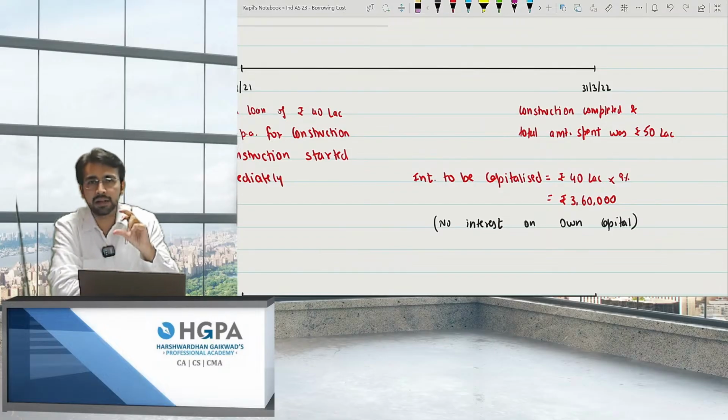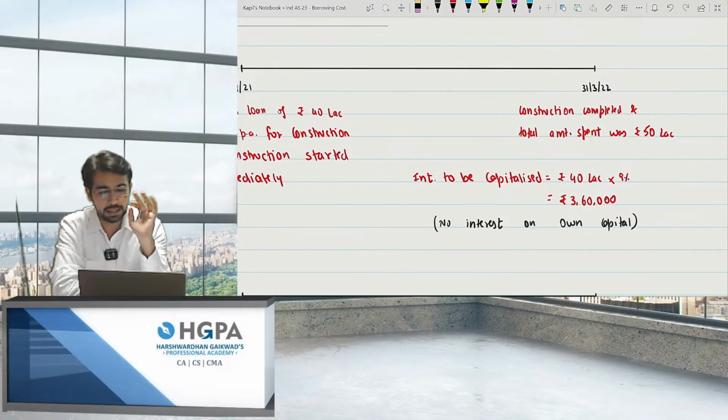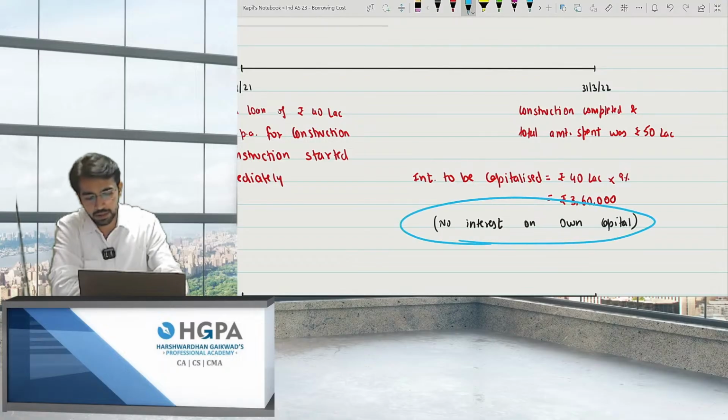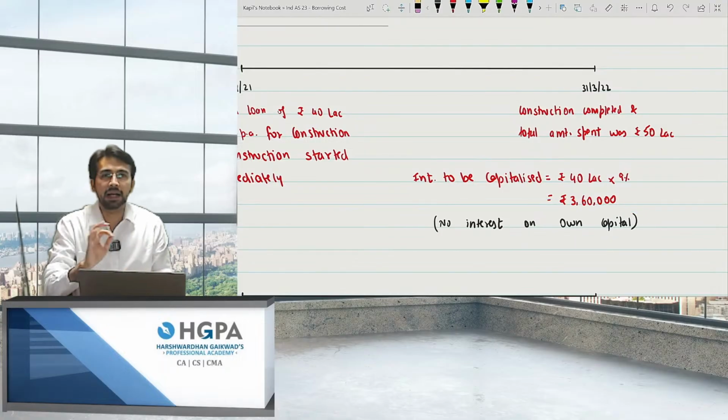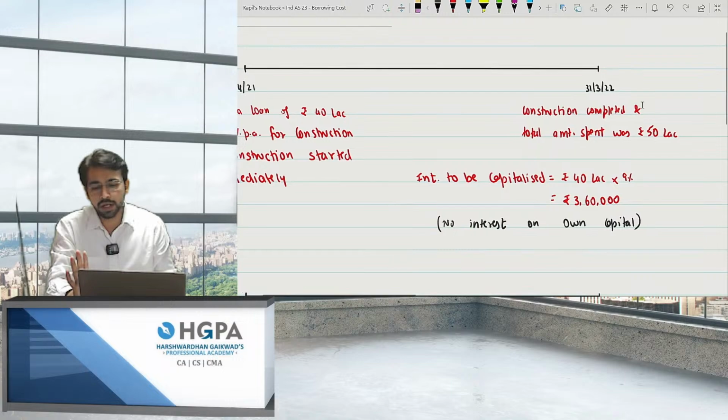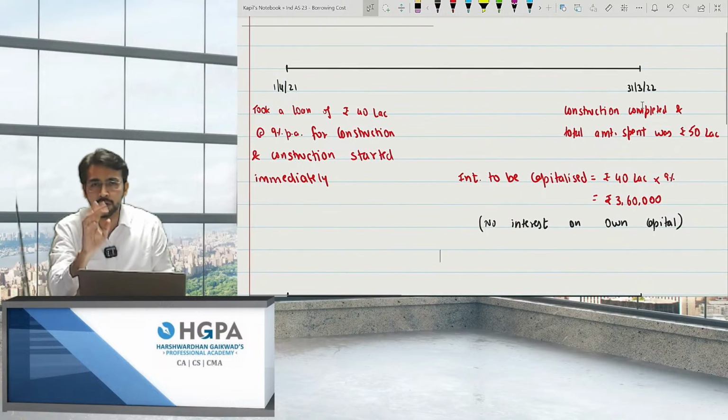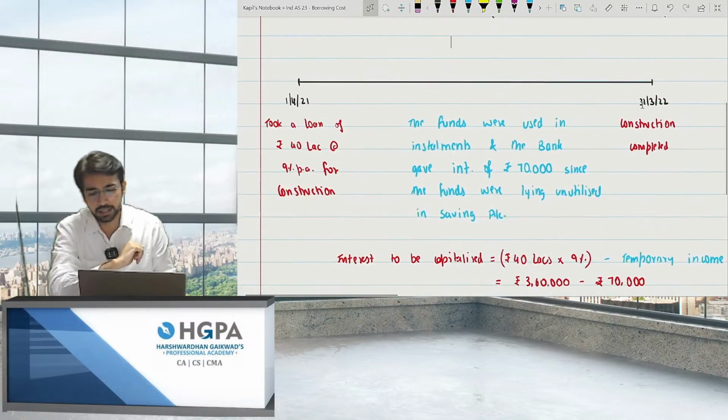Can I capitalize interest on my own capital? The answer is no. Interest to be capitalized will only be on 40 lakhs because the loan was only of 40 lakhs. No interest on own capital. खुद के पैसों पे ब्याज नहीं लगाता है. No interest on own capital. So interest will be capitalized on 40 lakh only and not on 50 lakh rupees, right? Okay, moving ahead. Next one.